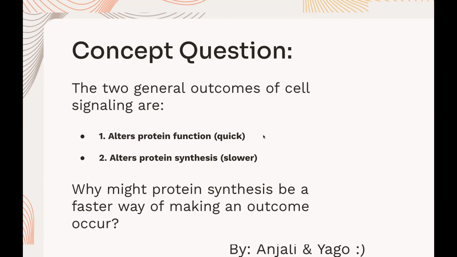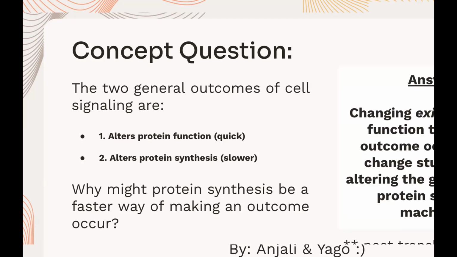I'll change that later. If the proteins are already in the cell, all we have to do is tell it to turn on or off or change its job or what it's trying to do. Protein synthesis, the making of proteins, we have to go through transcription, translation, all that good stuff, which takes time. So changing the existing protein function to make an outcome occur, without having to change the underlying DNA, the genetic code that makes these proteins, is a lot faster than starting from scratch and making different proteins. Does that make sense?